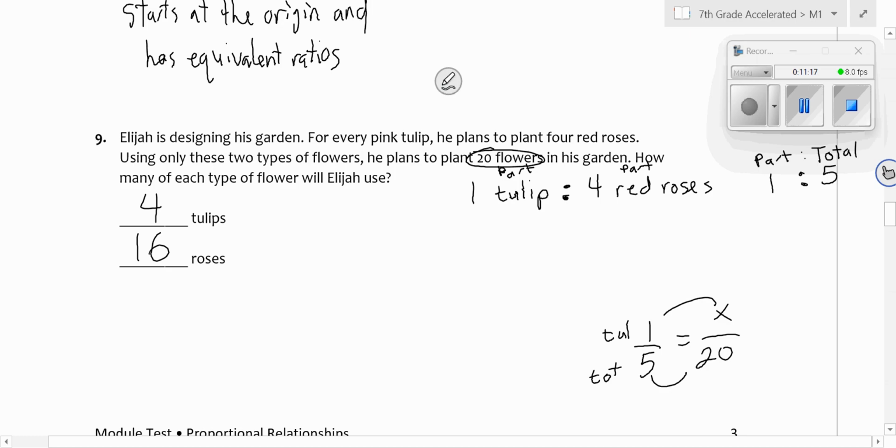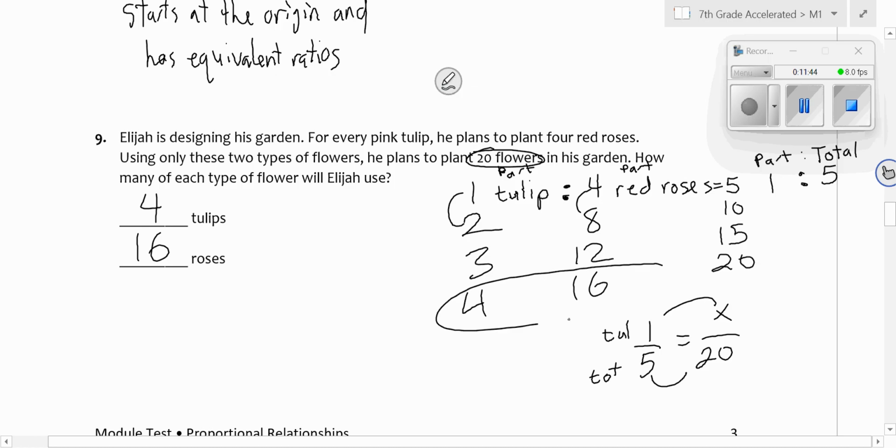Now, some of you did some other things. I see Jason has another way to do it. You could also say, well, this gives us a total of 5 flowers. If we did 2 and 8, that'll give us a total of 10 flowers. If we did 3 and 12, right, we're just multiplying the originals, because that's how we can work with ratios. 3 and 12, that gives us a total of 15. So if we do 4 and 16, that gives us a total of 20. So that would be our answer. So you can do it like that as well. 4 tulips, 16 roses. Write it down. Make sure you understand some way to do it.